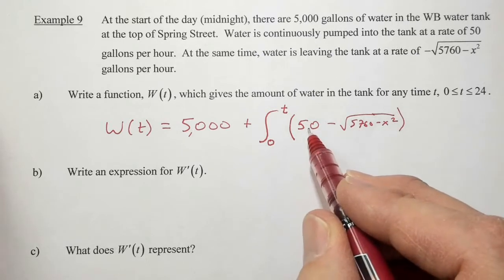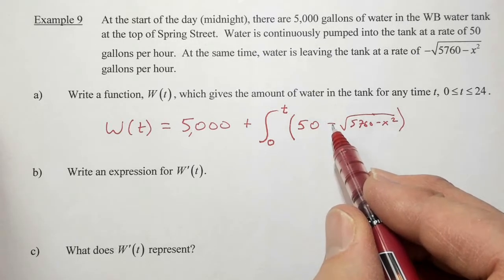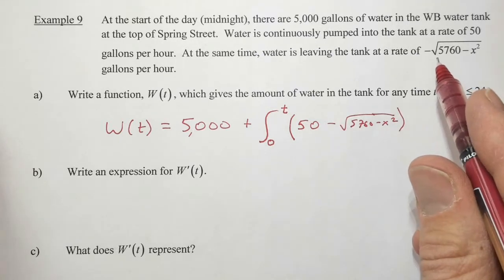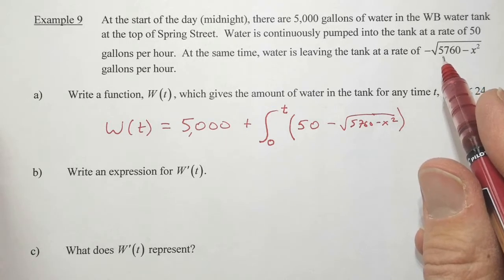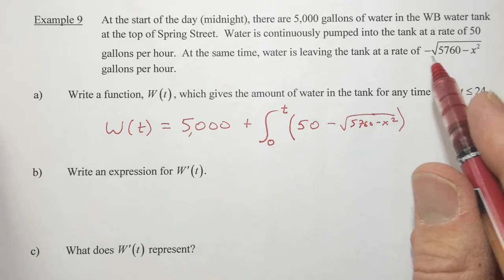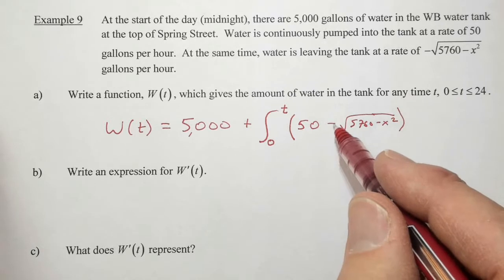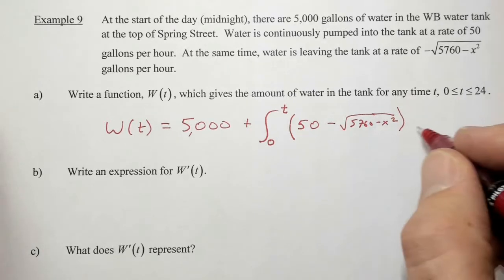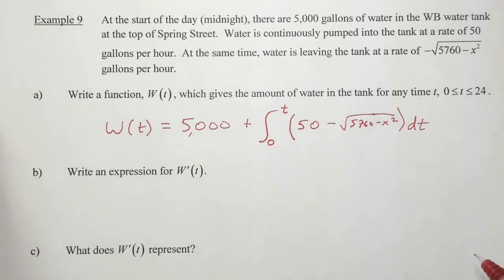So the amount going in should be positive and the amount going out should be negative. We see that it is negative. Sometimes they give you a positive value here, but because water is leaving, they want to make sure that you understand that there should be a negative right there. And then we have our dt.